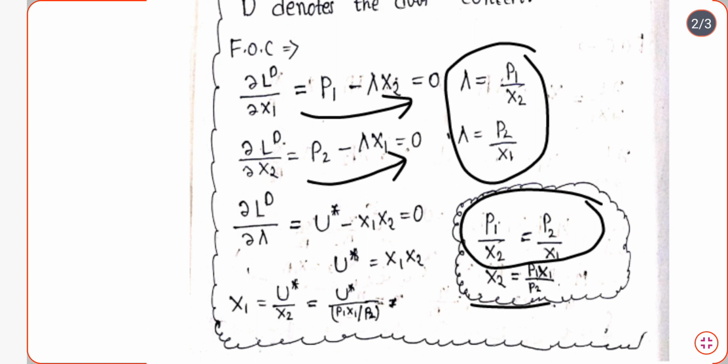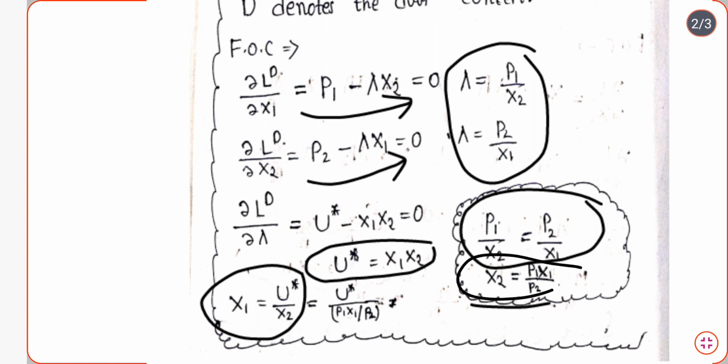If we substitute that value of x2 into this form, the third equation was u star minus x1 into x2 equals 0. So u star is obviously equal to x1 into x2, and x1 becomes u star by x2, by just taking x2 to the left hand side. Now if we substitute the value of x2 here in place of this x2, then we obtain x1 equals u star by p1 into x1 by p2.